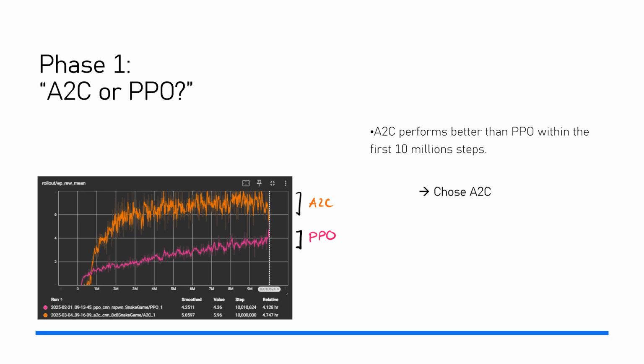We try to use the default environment to train a model for each of A2C and PPO and then compare the performance between the two algorithms. As we can see here, the performance of A2C is much better than PPO within 10 million training steps. So we opt to choose A2C for phase two.